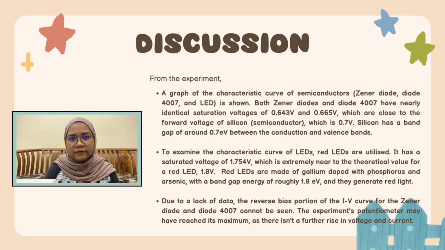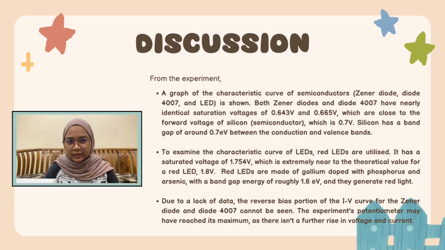diode 1N4007, and LED. Okay, the Zener diode and diode 1N4007 have nearly identical saturation voltage. For the Zener diode we got 0.643 volt, and for diode 1N4007 we got 0.665 volt, which are close to the forward voltage of a silicon semiconductor, which is 0.7 volt.